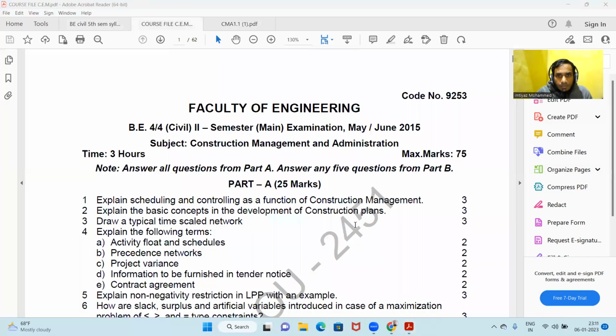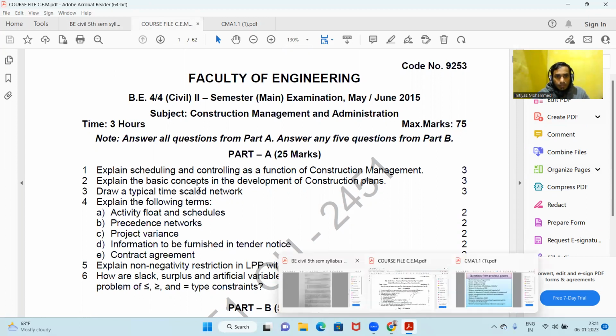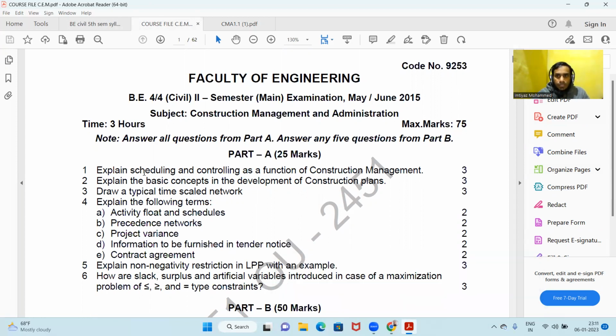Let us now have a look at the previous year's question papers. I have it from 2015. Now you can see here in Part A, a 3 marks question, we are getting scheduling and controlling as a function of construction management. You have seen under the functions of construction management that we have seen scheduling and controlling, so you can answer this. Now this is on the basis of an older pattern of question paper. Still, it would be good if we have a look at it.